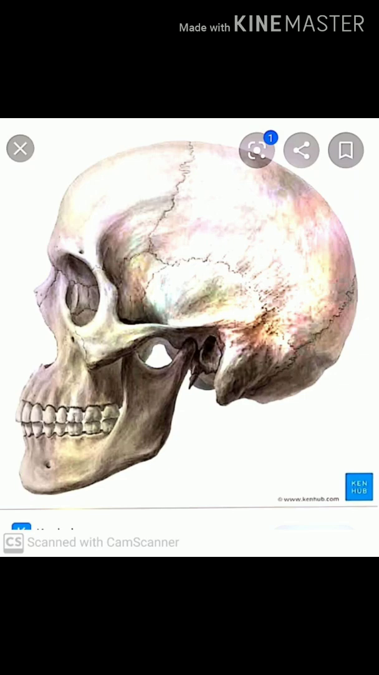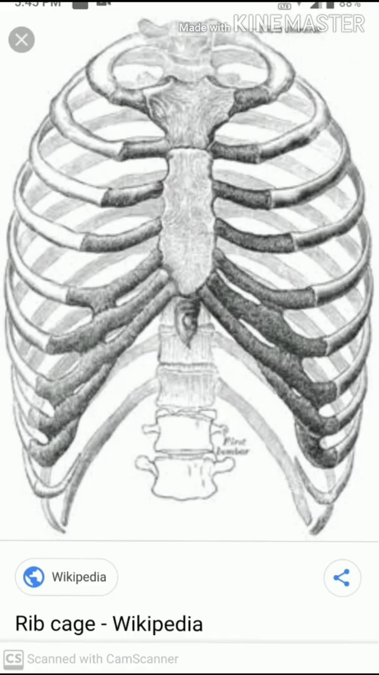The upper and lower jaw contain teeth that help us in cutting and chewing food. This is the structure of skull. Now next, rib cage. You know that the rib cage protects the what? Lungs and heart. Yeah, very good.